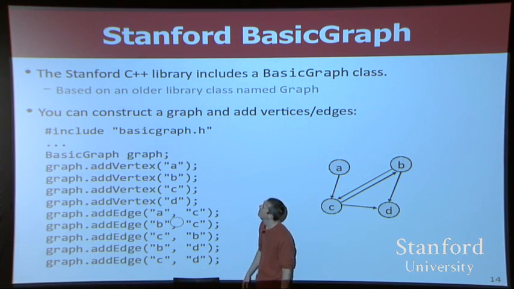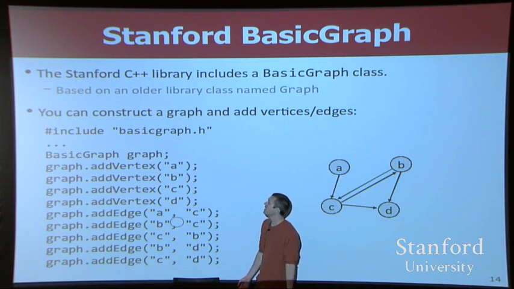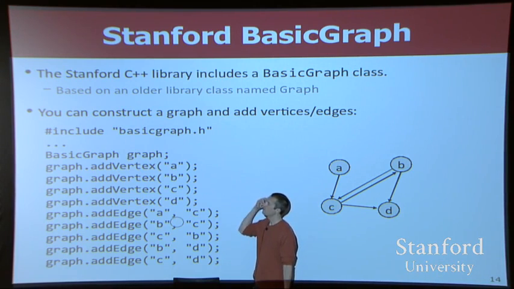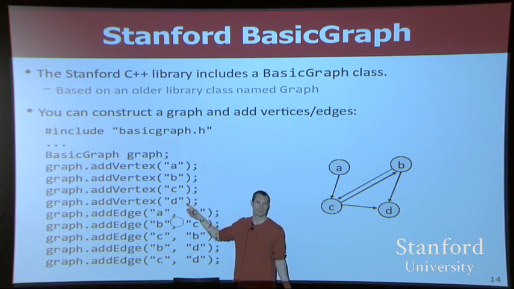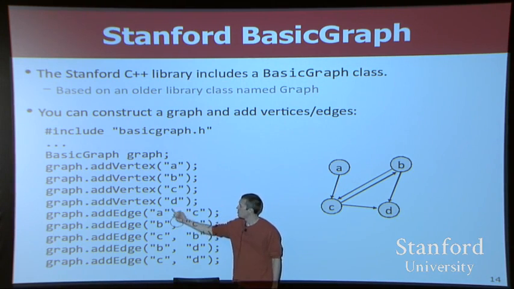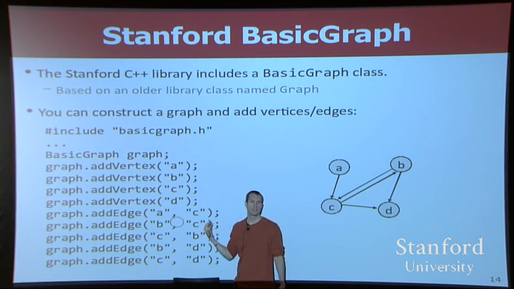So you include BasicGraph.h, and then you can create a BasicGraph object, and now you can add a vertex to it, or you can add an edge to it. When you add a vertex, you have to give it a name, which is a string. You have to. And then when you add an edge, you specify the names of the two vertexes that it connects. This is a directed graph library.